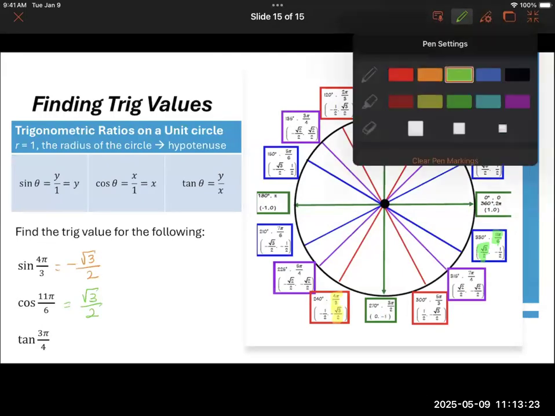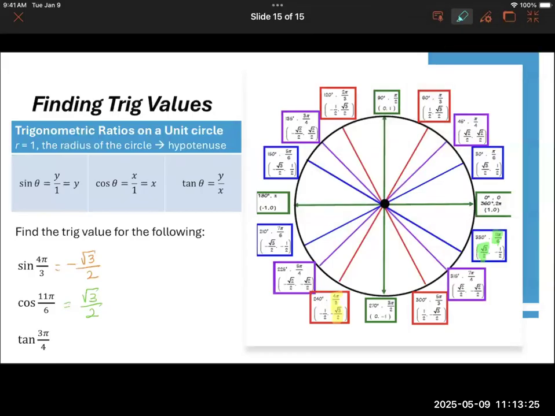We want the tangent of 3 pi over 4. 3 pi over 4 is right there. We're going to take the y over the x. So we're going to need to use both of these, the y over x. Since that is a positive root 2 over 2 divided by a negative root 2 over 2, we are going to get a negative 1.